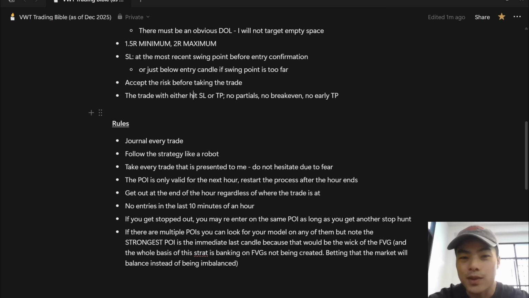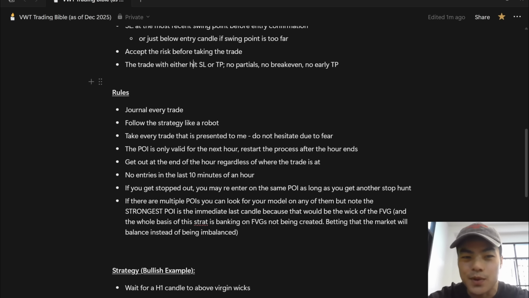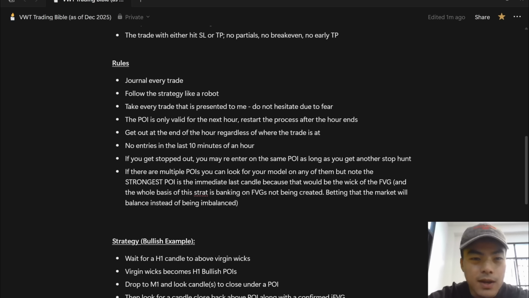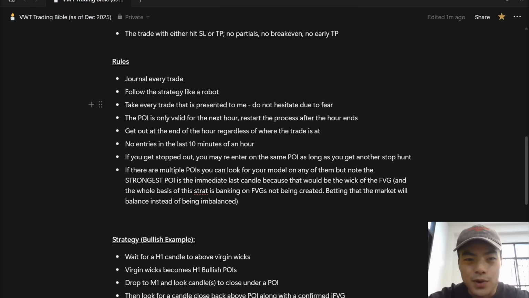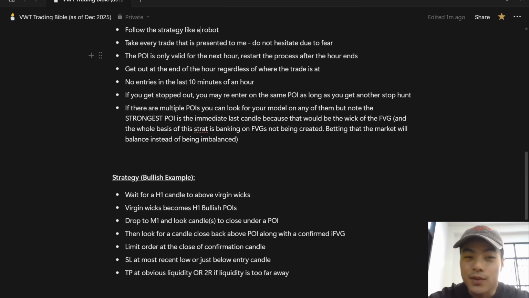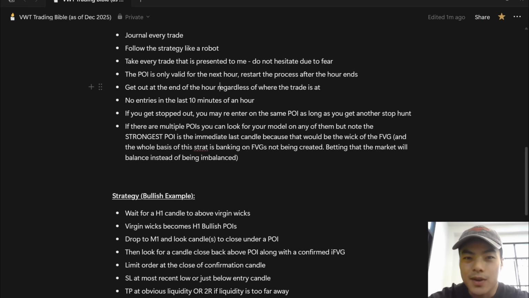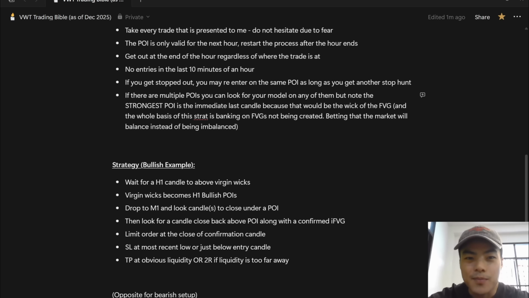I will not take an early TP. I will not move my stop to break even. It is one result or the other. I journal every trade, follow the strategy like a robot, take every trade that is presented. The point of interest is only valid for the next hour. I will restart the process after the hour ends. I'll get out at the end of every hour regardless of where the trade is at. No entries in the last 10 minutes of an hour.